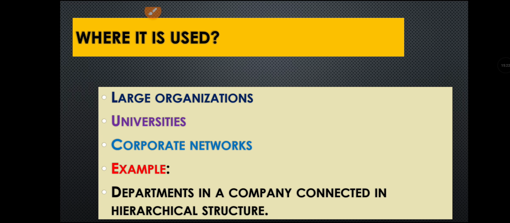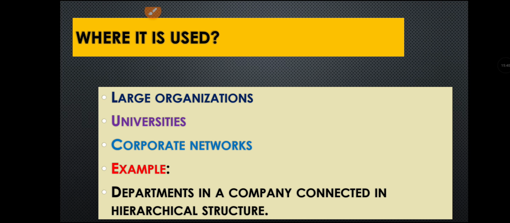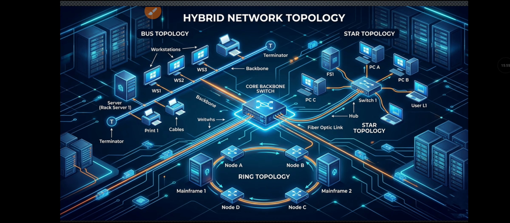Then where do we use tree topology? We use tree topology in large organizations, universities, corporate networks. Example, departments in a company connected in a hierarchical structure. So we use tree topology in large organizations, in universities, in corporate networks, where the departments in a company have their computers connected in a hierarchical structure. So this is all about tree topology.